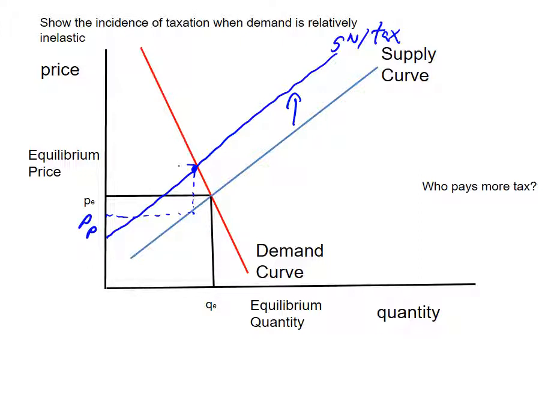Price that producers receive, price that consumers pay. Who pays more tax? We can see that the consumers have a much larger increase than the loss that the producers have, so it's the consumers.